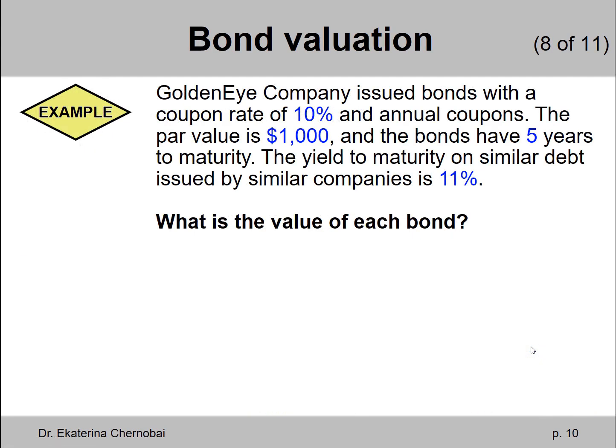Okay, let's do our first numerical example on bond valuation. Golden Eye Company, that's one of the James Bond movies, right? Issued bonds with a coupon rate of 10% and annual coupons. The par value is $1,000 and the bonds have 5 years to maturity. The yield to maturity on similar debt issued by similar companies is 11%. What is the value of each bond?